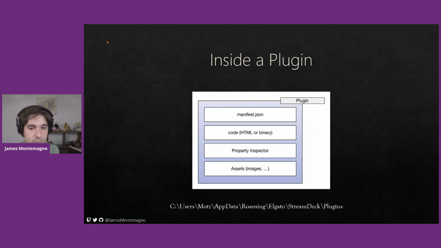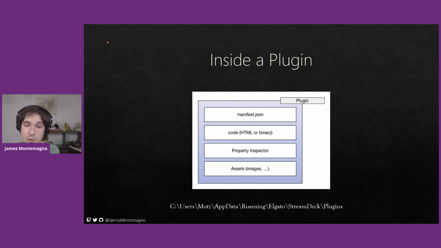Now, inside of a plugin, what we actually care about are a few different pieces of, I would say, required things inside of a plugin. Every plugin has a manifest that is the description of the plugin itself: how many actions are in there, where does the code live, where does the HTML live for the user interface. The property inspector is specifically the JSON or the JavaScript files that will be executed on the Stream Deck.